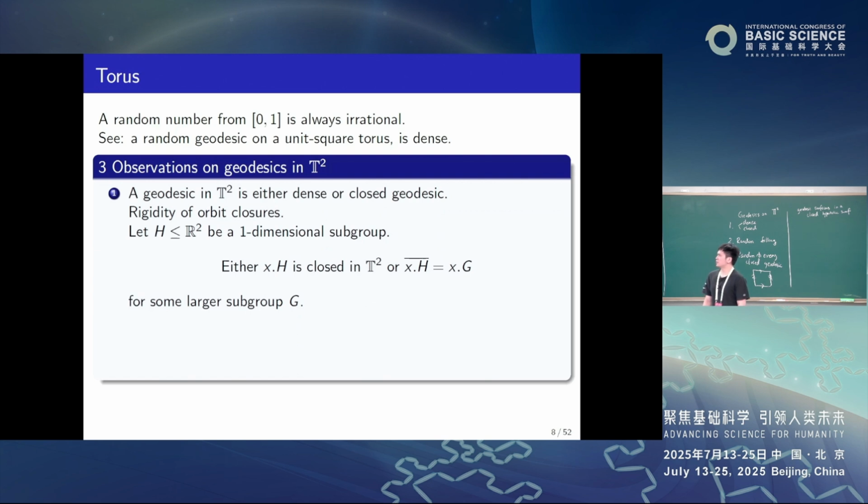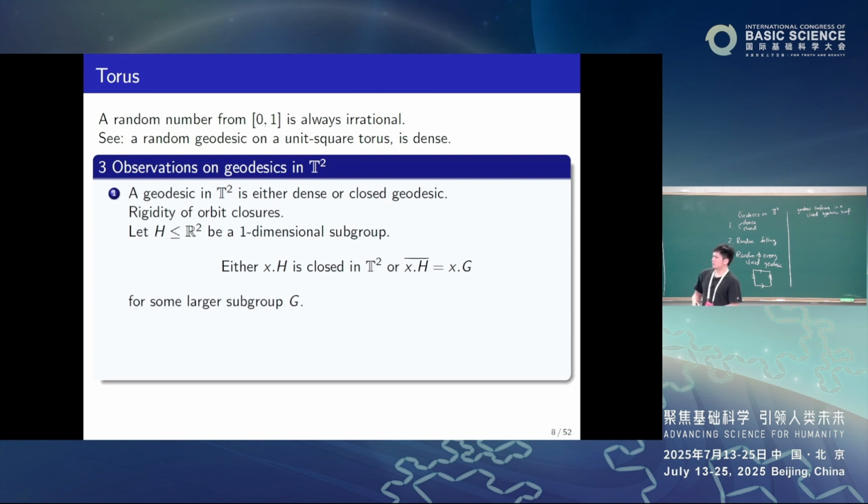So there are three observations for geodesics on torus that are very remarkable. The first one is that a geodesic on torus is either dense or a closed geodesic. This is already false for hyperbolic surfaces, and I'm going to show you some pictures. What do we mean by dense? Dense means you take this geodesic on torus and take the topological closure, and then actually it hits a larger group, because the geodesic itself comes from taking a one-dimensional subgroup of R2. Take R in R2, and then you exponentiate a tangent vector, you get this geodesic.